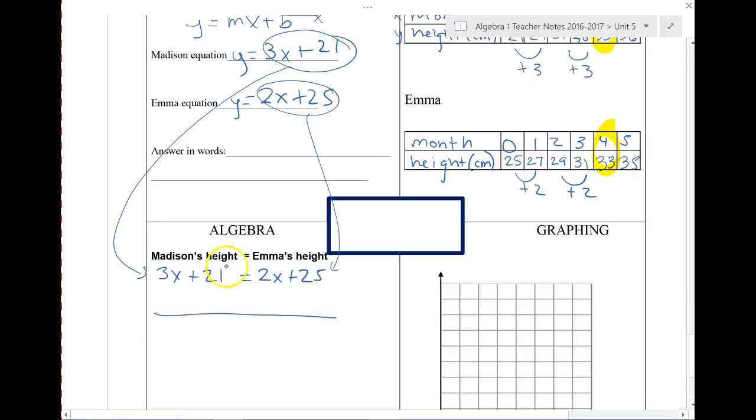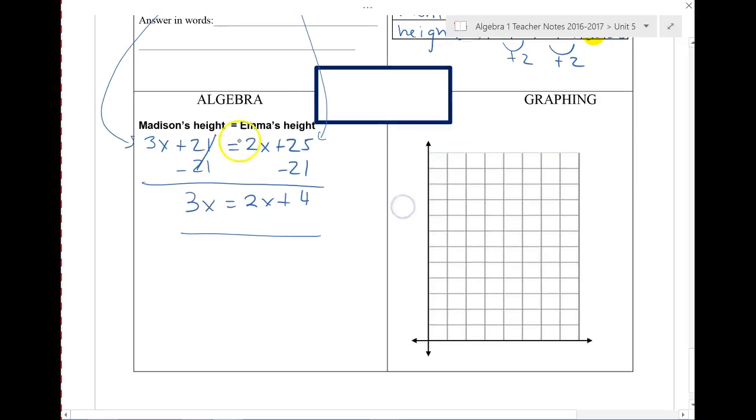Okay. And again, I go to this side, I take away the number. I'm going to take away the number on this side. So we have 3x equals 2x plus 4, since 25 minus 21 is 4. And now I go to the right side. And again, I'm going to separate everything to keep myself organized.